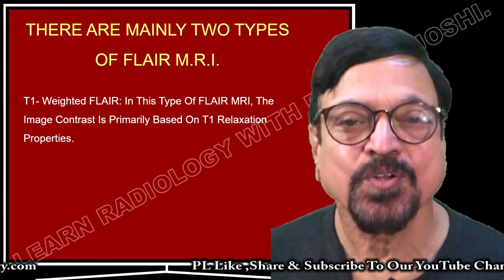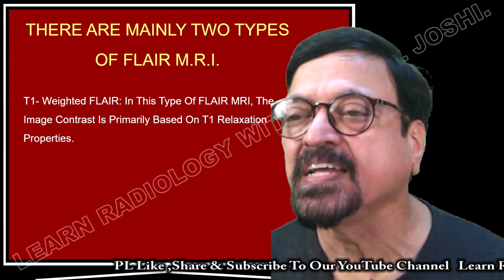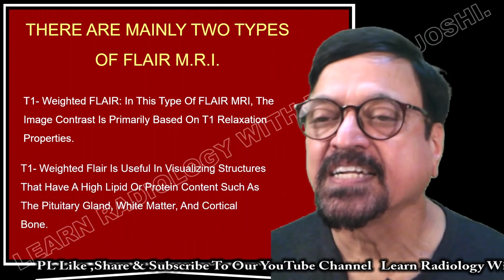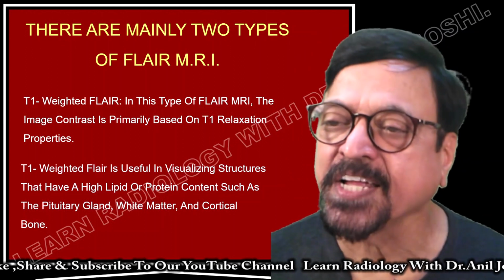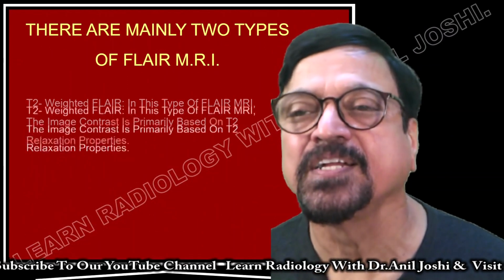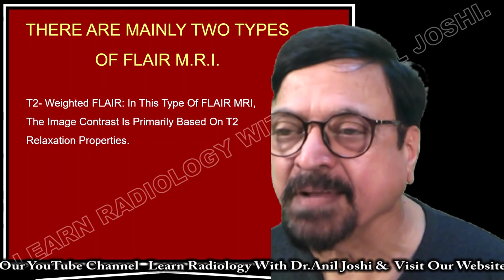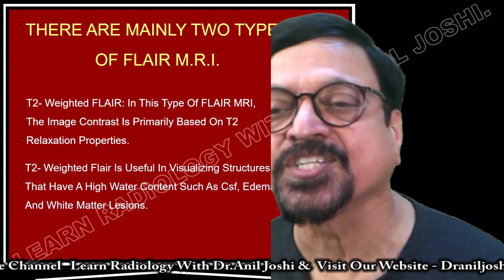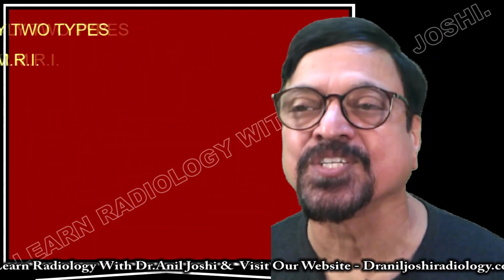T1 weighted FLAIR. So let's go into some details of the sequences. In this type of FLAIR MRI, the image contrast is primarily based on T1 relaxation properties. T1 weighted FLAIR is useful in visualizing structures that have high lipid or protein content such as the pituitary gland, white matter and cortical bones. T2 weighted FLAIR, in this type of FLAIR MRI, the image contrast is primarily based on T2 relaxation properties. T2 weighted FLAIR is useful in visualizing structures that have a high water content such as CSF, edema and white matter lesions.